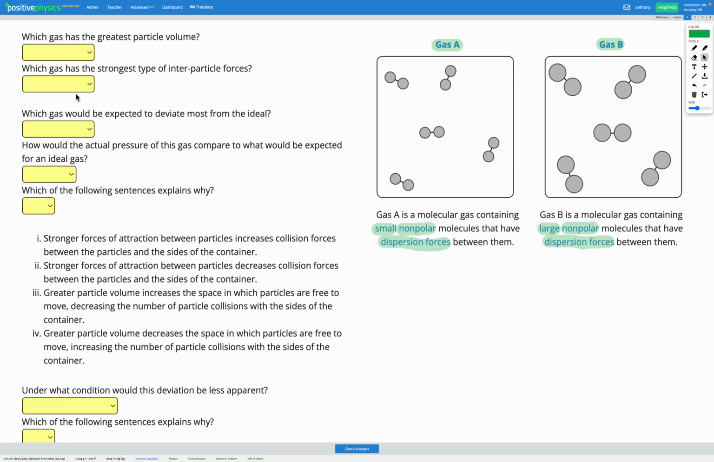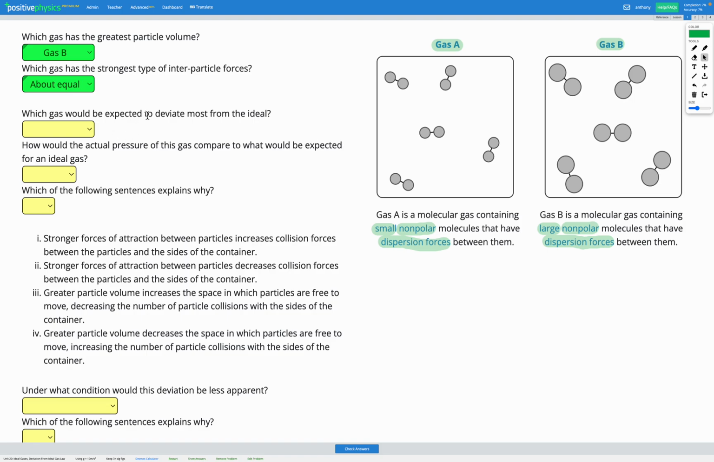So to answer our first two questions, which gas has the greatest particle volume? That's going to be gas B. Which gas has the strongest type of interparticle forces? Well, we're told both have dispersion forces, which are pretty weak. So we have about equal interparticle forces for these two gases.